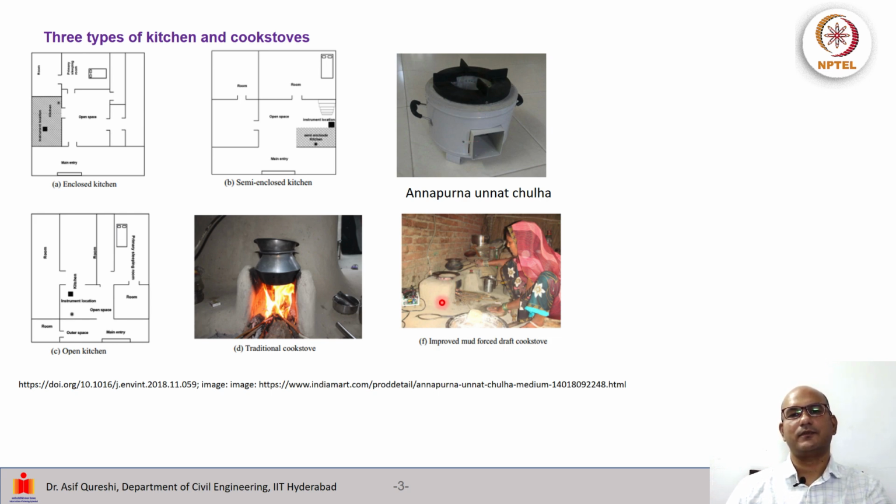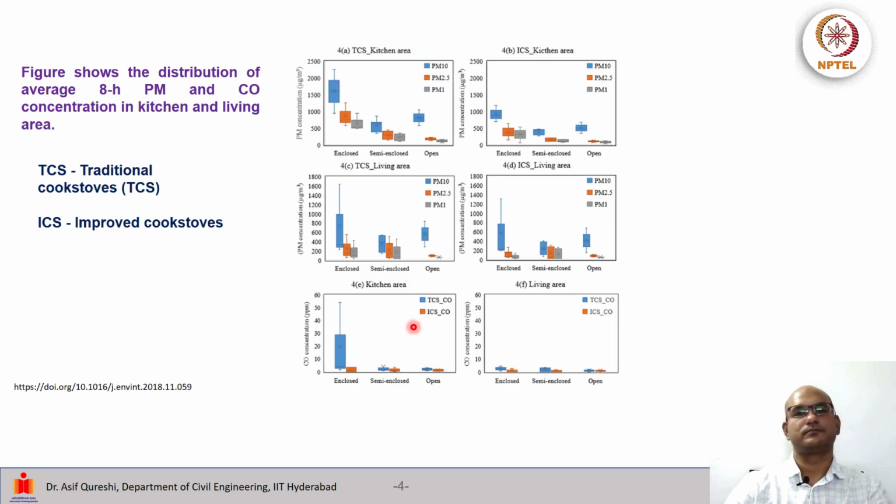If we see here the improved mud draft cook stove, it looks more similar to the Annapurna chulha compared to the traditional one, in that a lot of the front is now blocked, something like this. Then one can put the cooking utensil here and cook the food.